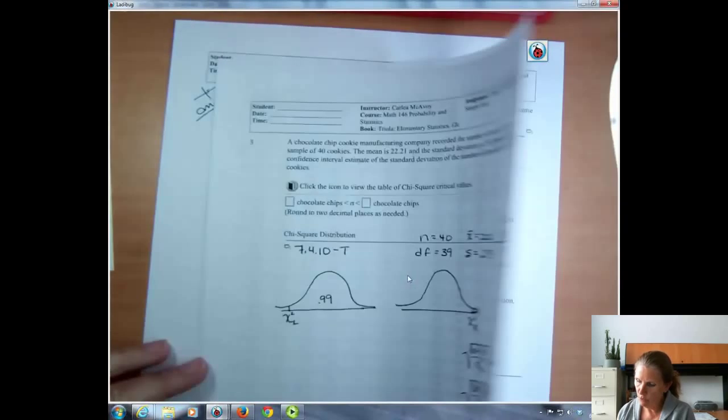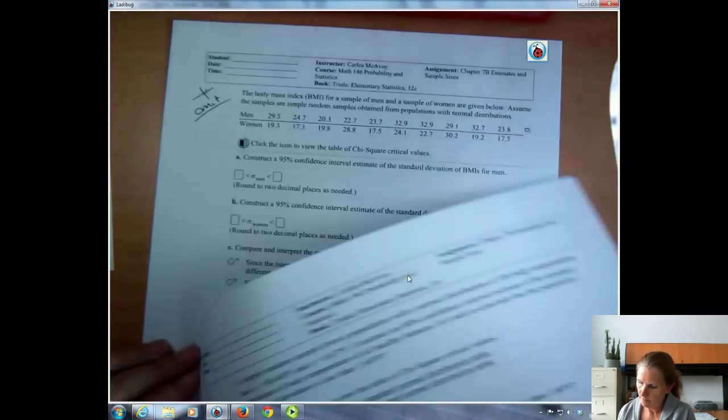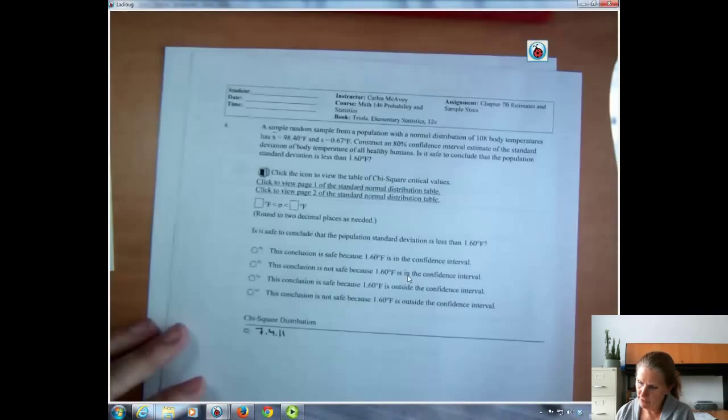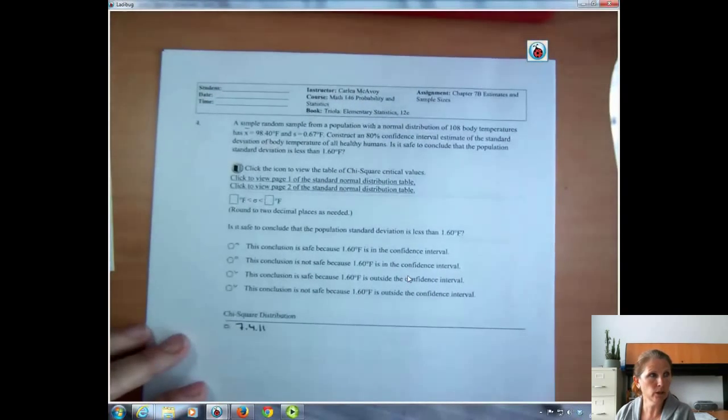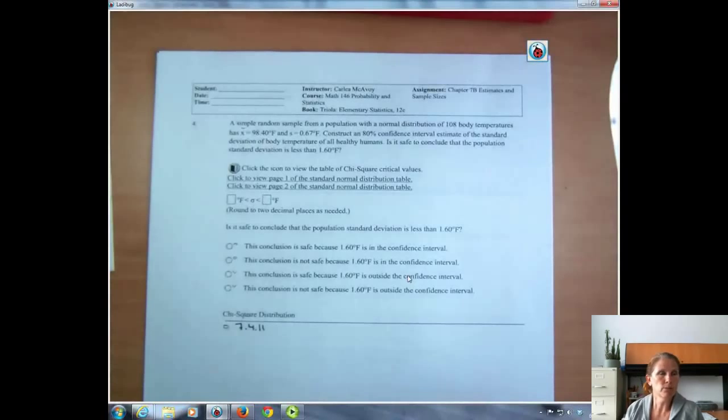And number 4, there we go, is the same thing, only using temperatures. A simple random sample from a population with a normal distribution of 108 body temperatures has X bar of 98.4 and S equals 0.67. Construct an 80% confidence interval estimate of the standard deviation of the body temperature.